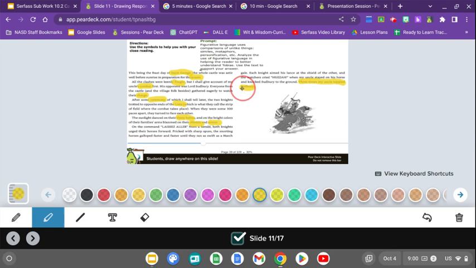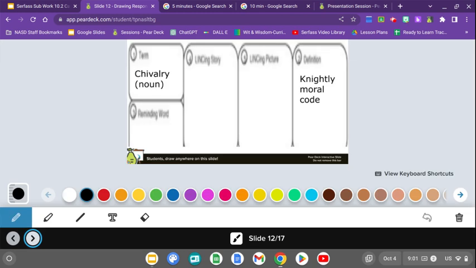Please take a moment to make your screen highlighted just like mine. Slide 12. Let's go over this word again. Chivalry. Knightly moral code. Now, inside of that word chivalry, I see the name Val, short for Valerie. So I'm going to use Val and knightly moral code.